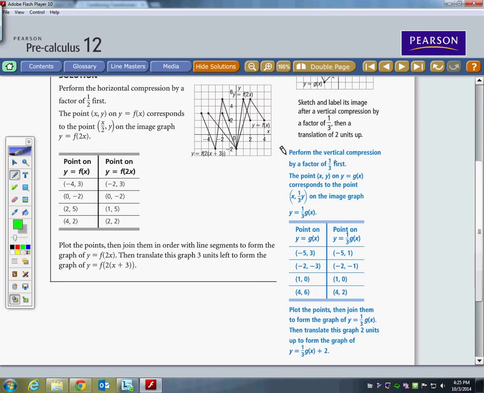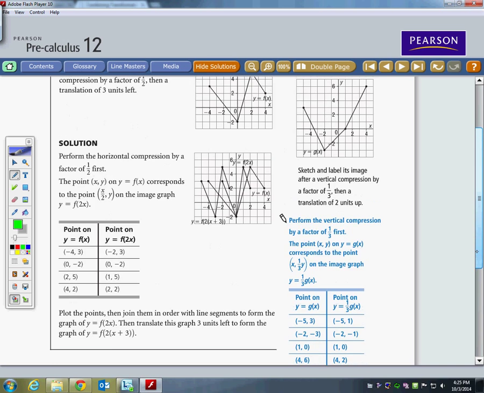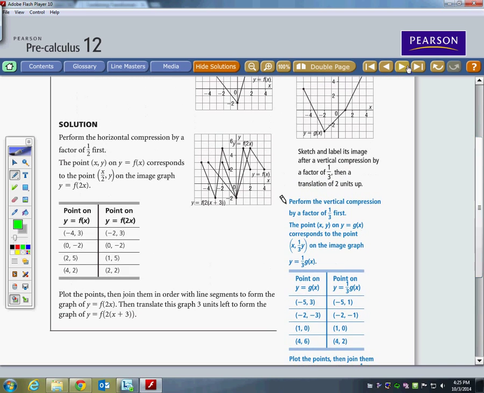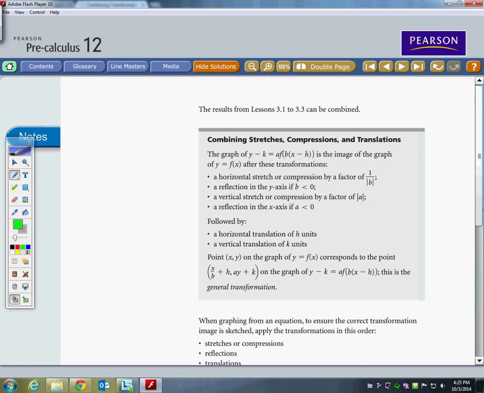And then the translation 2 up. Again, they don't do another column, but you could easily do another column and say, now take the y values and add 2 to them. So you could do another column, and instead of -5, comma 1, it would be -5, comma 3, and so on. And they don't really give a nice sketch of it, unfortunately. So I'm just going to be moving on. If you have any questions, ask me.